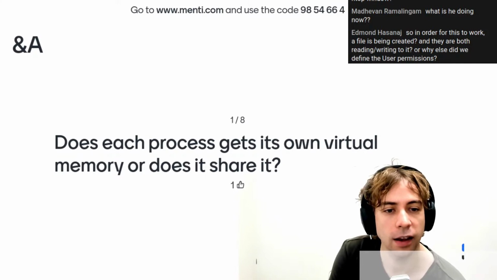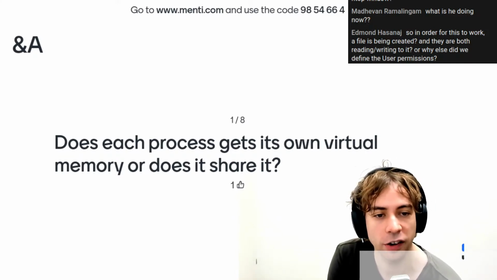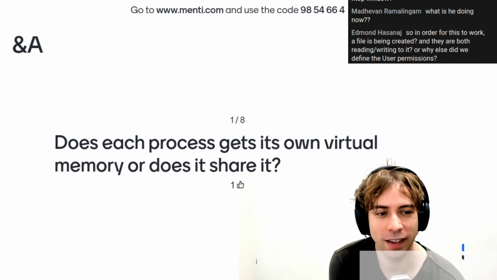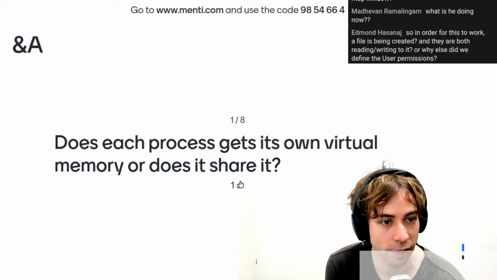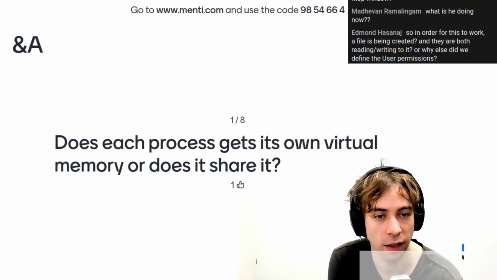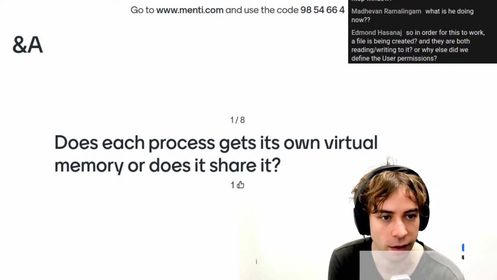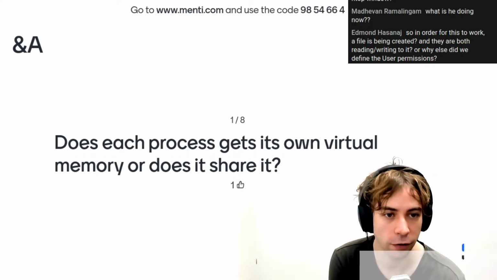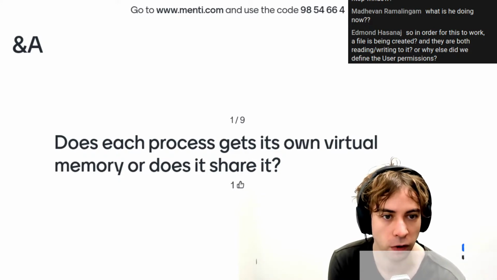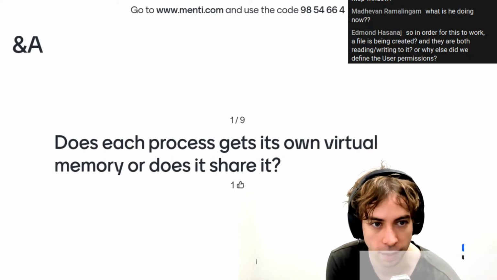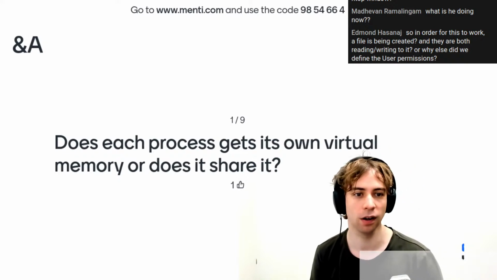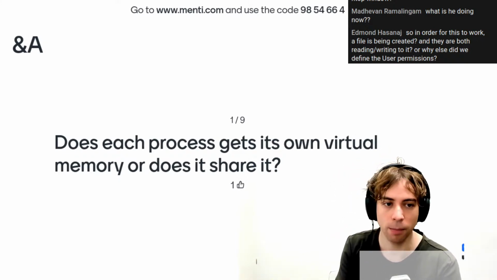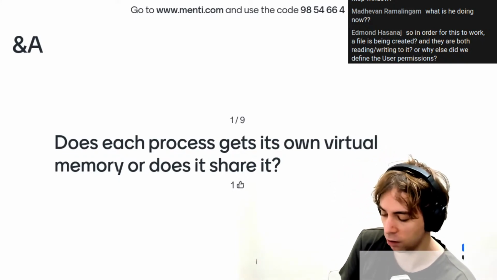Does each process get its own virtual memory, or does it share it? I think you might have seen that, for instance, if you start the same process twice, with the same global variable at the same address, you printed the address, and you modify the variable in both processes, you have seen that they don't interfere with each other. They don't share it. So they must have separate memory, separate address spaces, separate virtual memory.